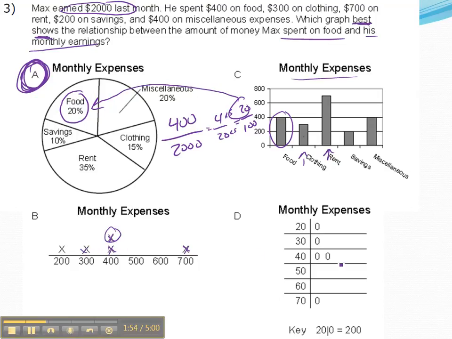And then the stem and leaf plot really serves the same purpose as the line plot. It shows each piece of data individually, but it doesn't help us very well. It isn't the best way to compare the food expense to the total earnings.